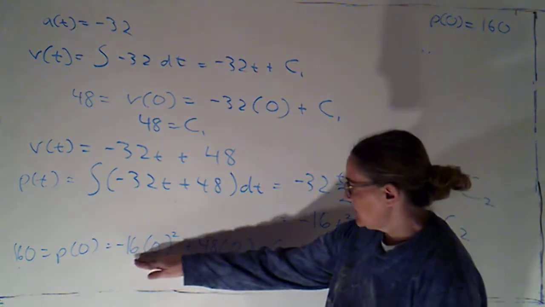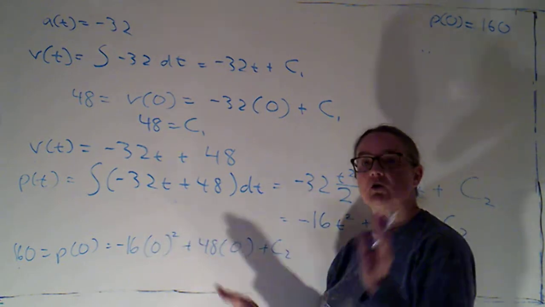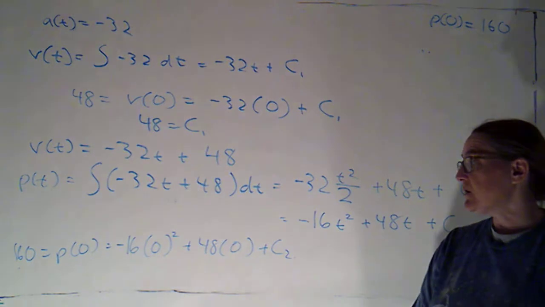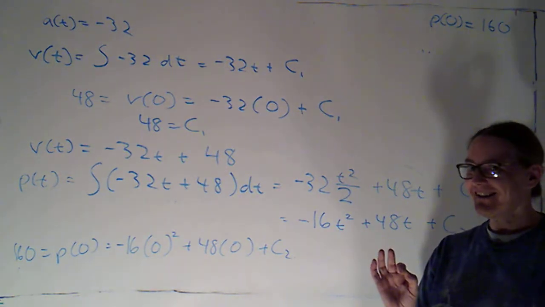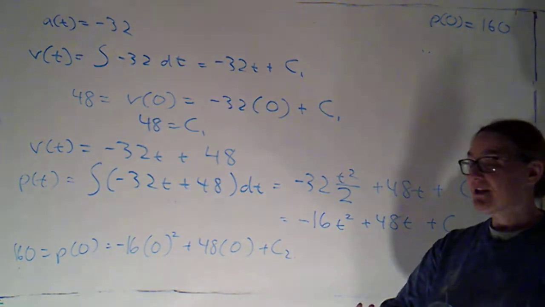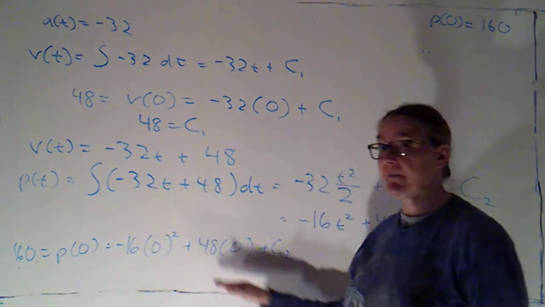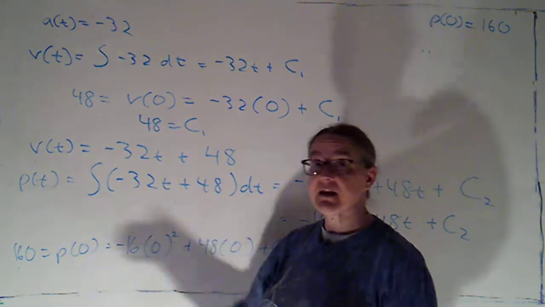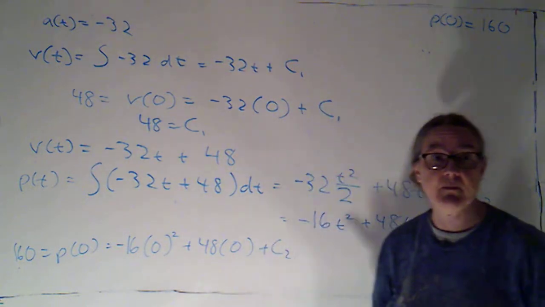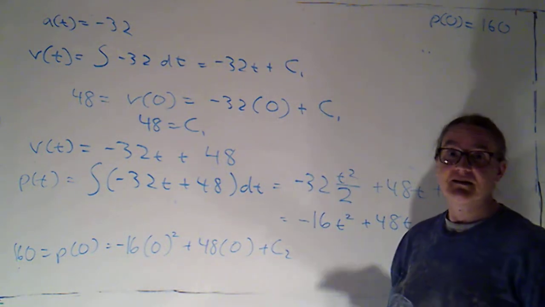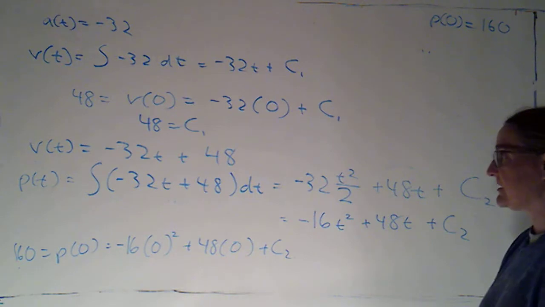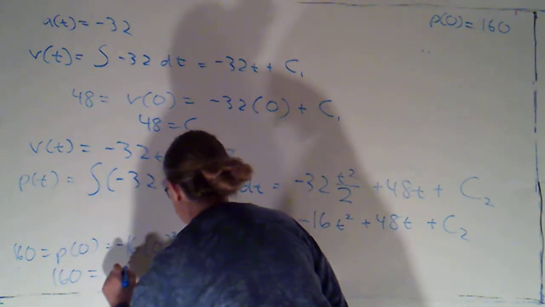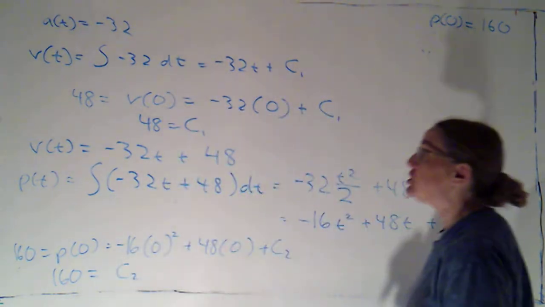Now, when I plug in 0, these terms drop out. Do be cautious. In the last example we did in the last video, we were plugging in 0 to cosine, and that didn't drop out. So don't assume that everything's going to drop out when you plug in 0. And sometimes your initial value might not be the position at time 0. It might be the position at time 5. So then I'm not expecting things to necessarily drop out. In this case, they do. So I get 160 is equal to c2.